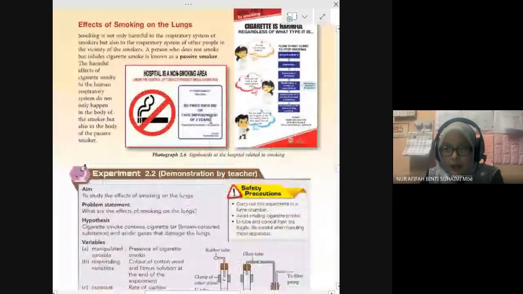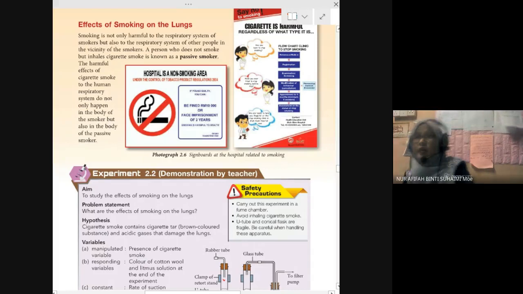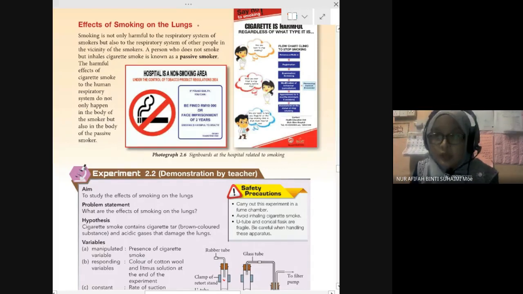Okay, the effects of smoking on the lungs. Smoking is not only harmful, okay, but also to the respiratory system of other people. Not only to the smokers, but also to other people in the vicinity of the smokers. Di sekitar orang yang merokok. Bukan sahaja orang merokok, tetapi the person who inhale the cigarette smoke also got the punya effect.